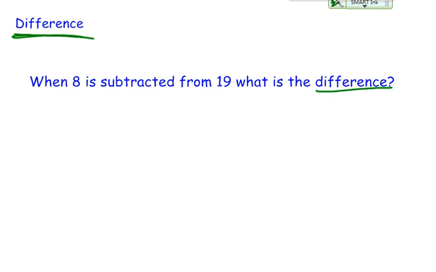And so in this case, we're going to take 8 from 19. So 19 would be our larger number. Subtract 8. So we're taking 8 away from 19. And of course, you'd get an answer of 11. And so 11 is the difference, the answer to a subtraction problem.